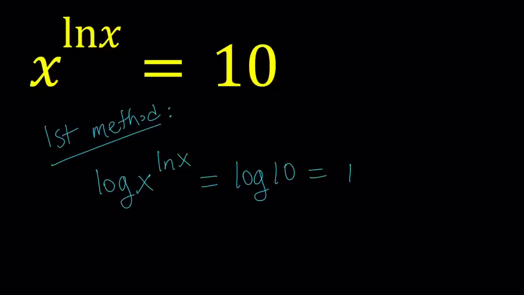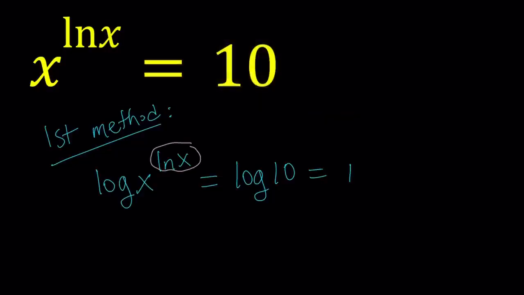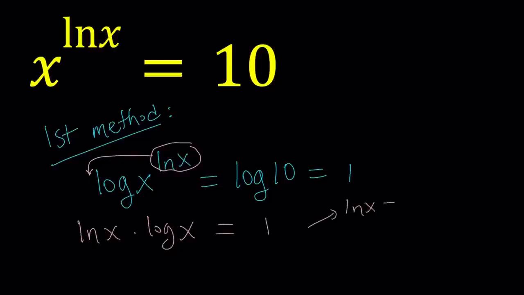Awesome. Using properties of logarithms, we can go ahead and move this to the front. And that's going to give us an interesting result. ln x times log x equals 1. That's kind of interesting. I could probably isolate one of them and write ln x as 1 over log x, or write log x as 1 over ln x. But that doesn't really help, does it?